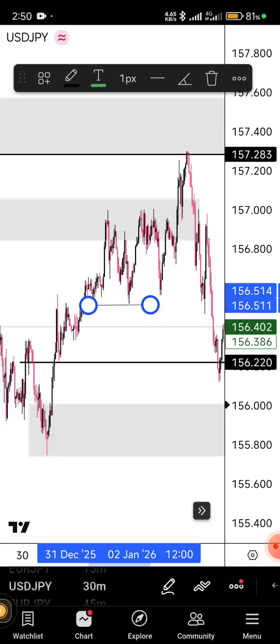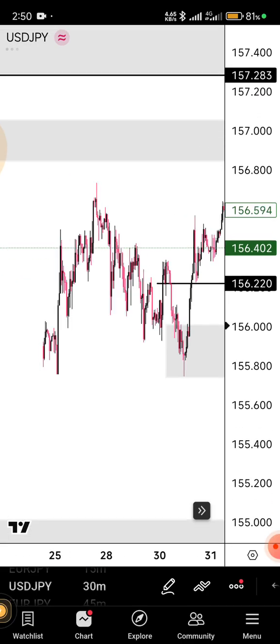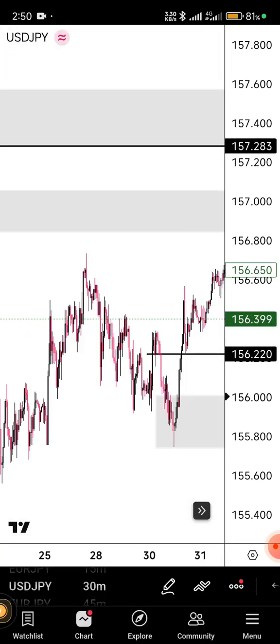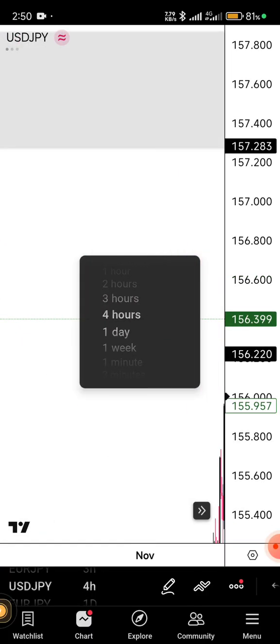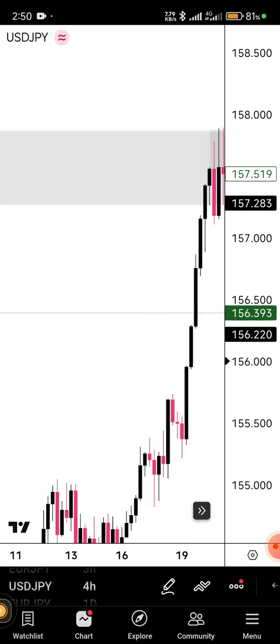All right. So now let me show us something. Let's go back to 4 hour. Let me show us a typical trade, a typical setup like that.